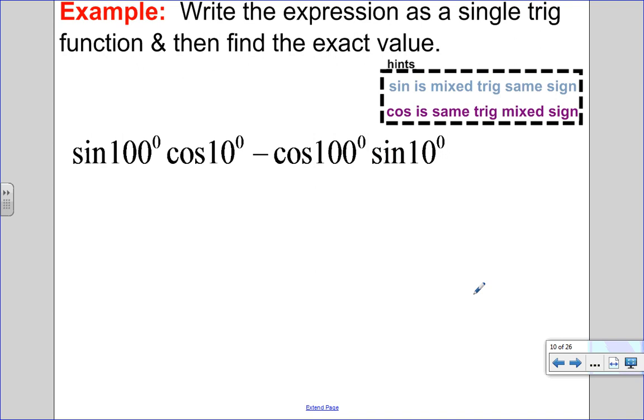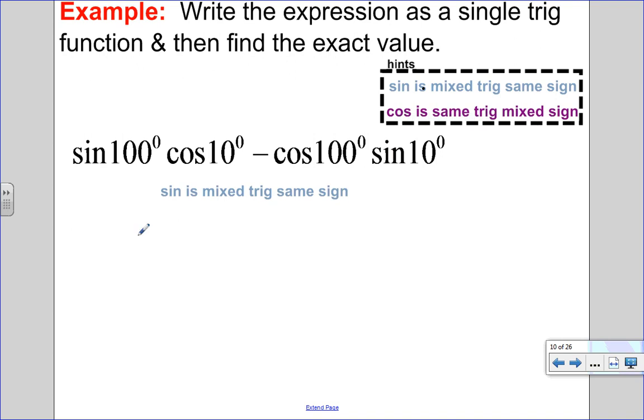So I want to write this expression as a single trig function and then find the exact value. So I have sine 100, cos 10, cos 100, sine 10. See how 100, 10, 100, 10? Now these are a mixture of trig values. It's not the same trig value. So remember, sine is mixed trig, same sign. So I know this is a sine identity.